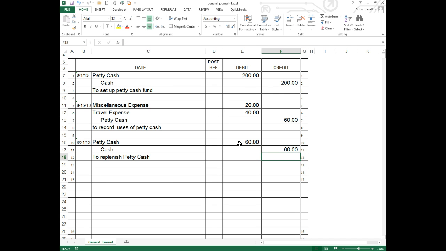And there's our entries for petty cash. The main thing I want you to remember is this first one, how to set up the petty cash fund, which is a debit to petty cash and a credit to cash. Very good.